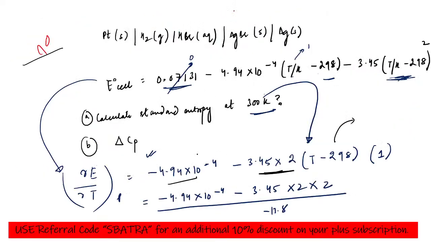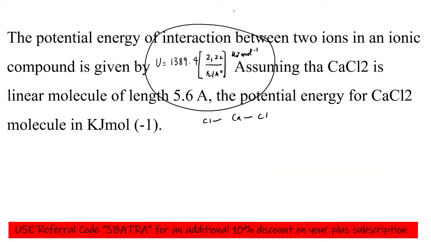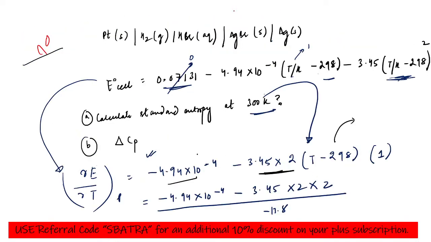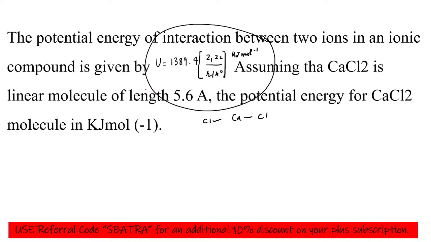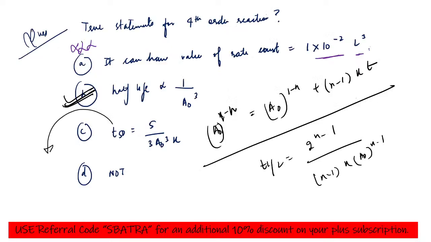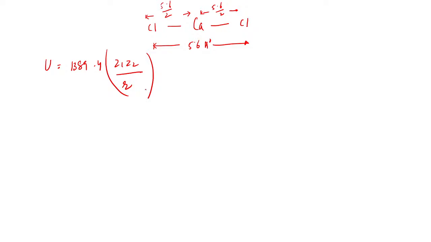Now we need to find out the potential energy, and they have already given one expression which we have to use. That is 1389.4 Z1 Z2 divided by R. So this equation we have to use over here: 1389.4 Z1 Z2 by R, with R in angstrom, and the answer would be in kilojoules per mole. Okay, so now let's substitute the values.